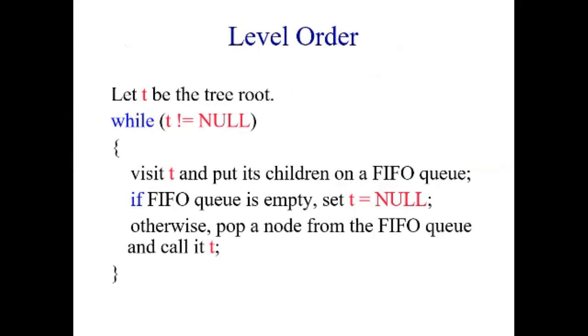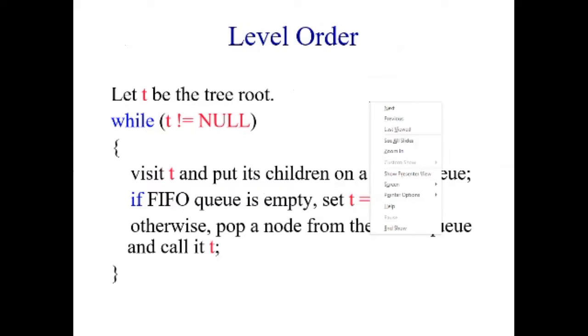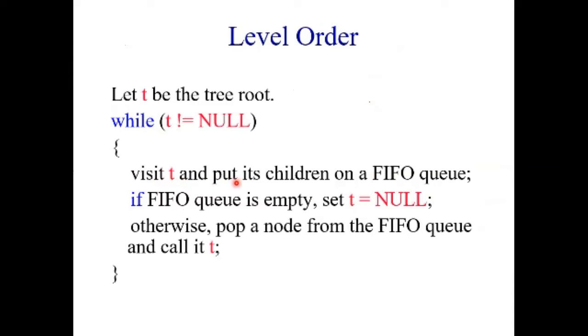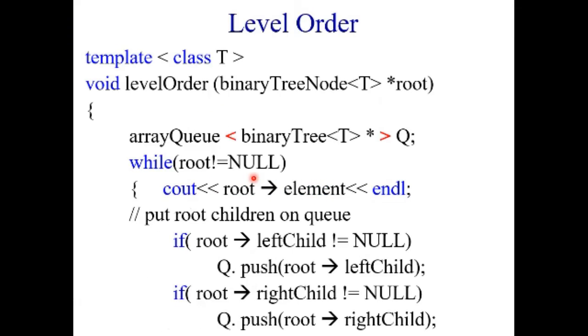Let us go through the pseudocode first. Next, we'll go for the function. Let t be the tree node. While t is not equal to null, visit t and put its children on the queue. If the queue is empty, then t equals null. Otherwise, pop a node from the queue and call it t. We'll see the code later, and we'll understand this easily.